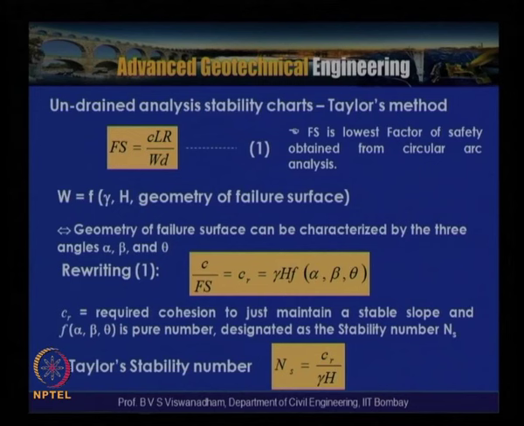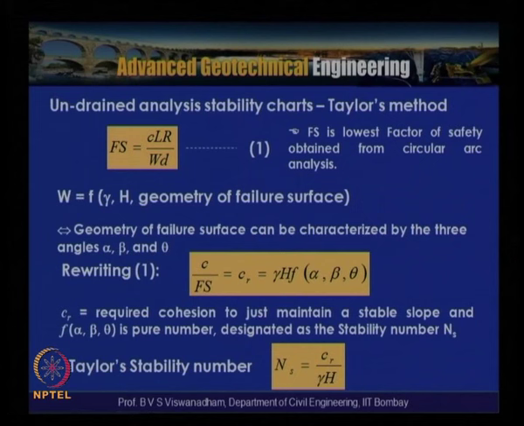wherein the factor of safety, as we just discussed in the previous slide, is equal to C L R by W D, where the factor of safety is the lowest factor of safety obtained from the circular arc analysis, and W is the self weight of the area or portion involved in the failure, which is the active zone. It is a function of gamma, H, and geometry of the failure surface. The geometry of the failure surface can be characterized by three angles, alpha, beta, and theta. By rearranging the terms, C by factor of safety is written as C R equal to gamma H into a function of alpha, beta, and theta.